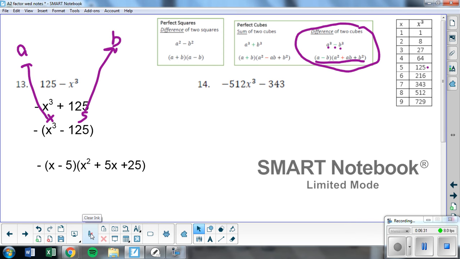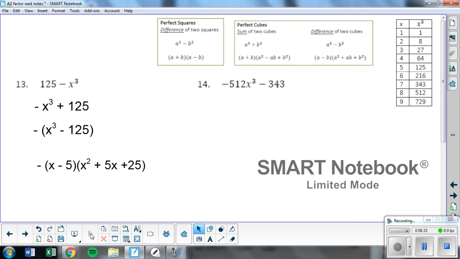Okay, last one, number 14. Again, always check for a GCF. If you find one, try to see if what's left has any common factors, see if you can get a larger one. In this case, they have no common factors, but we are going to take out a negative, so our leading coefficient is not negative 512. So divide by a negative, 512x cubed plus 343 x squared.